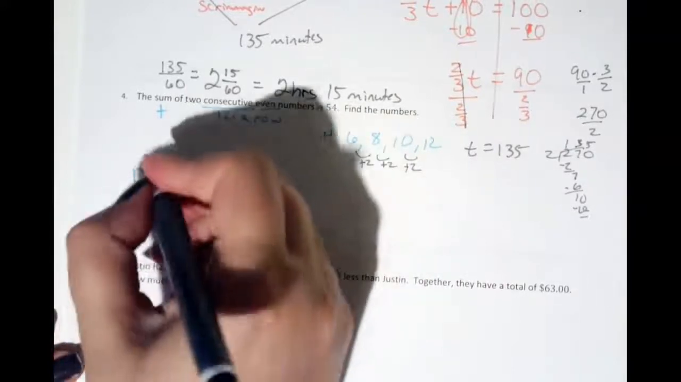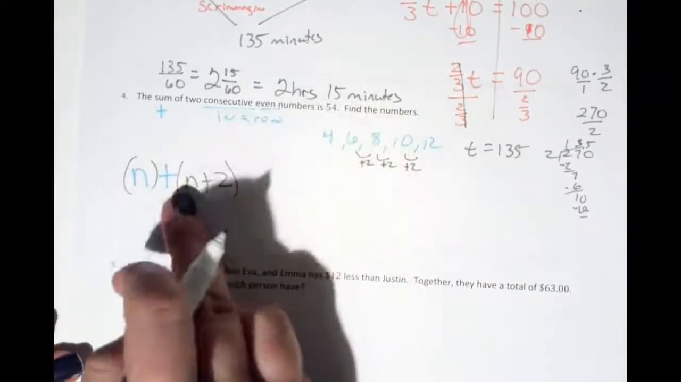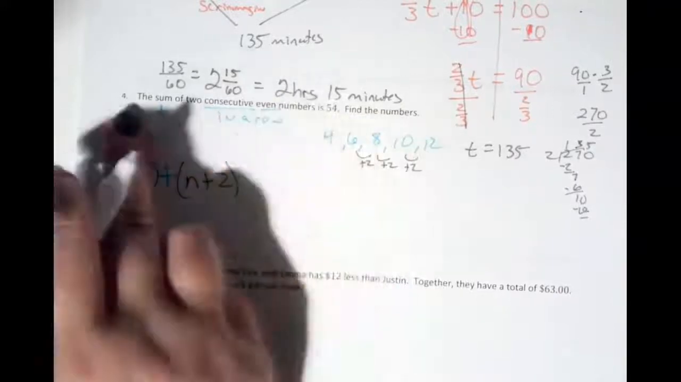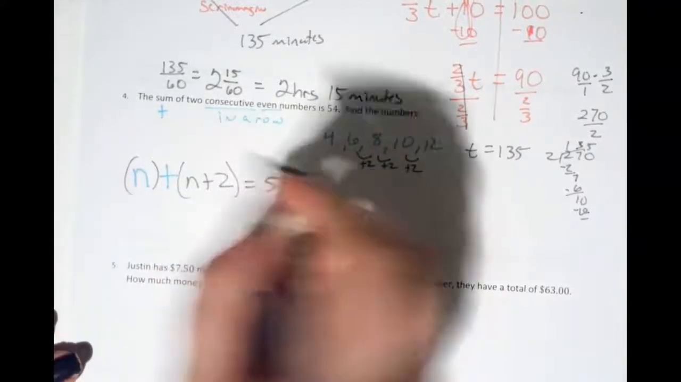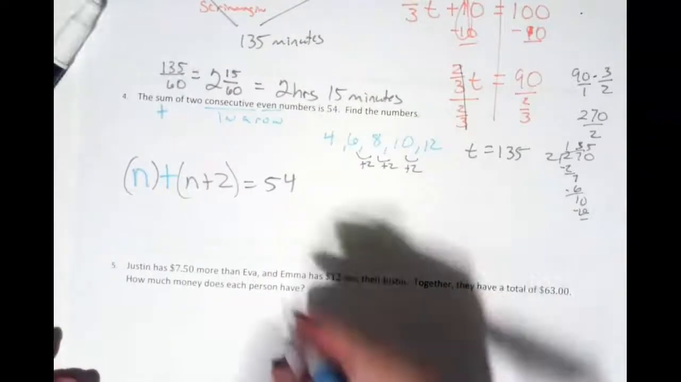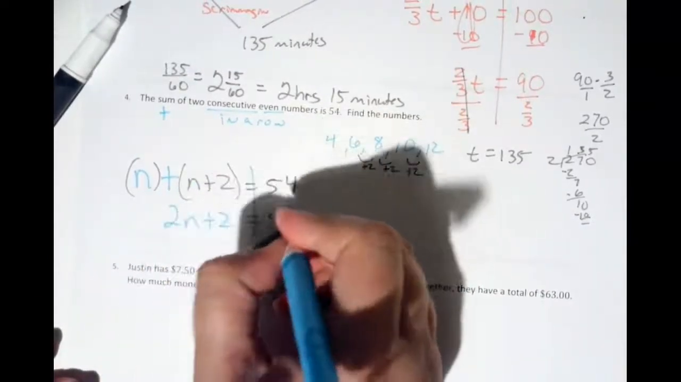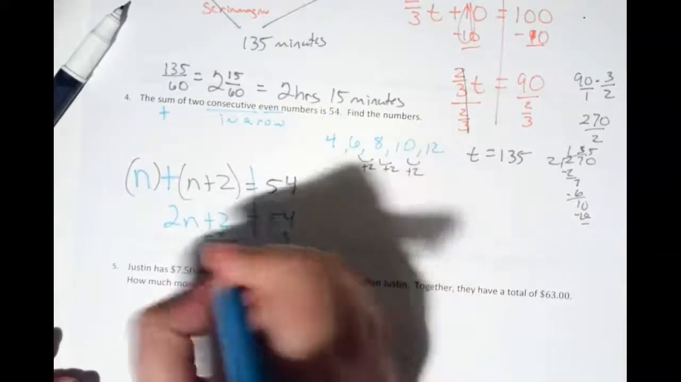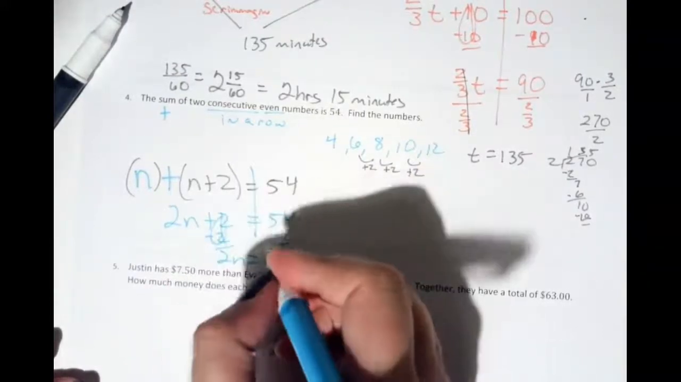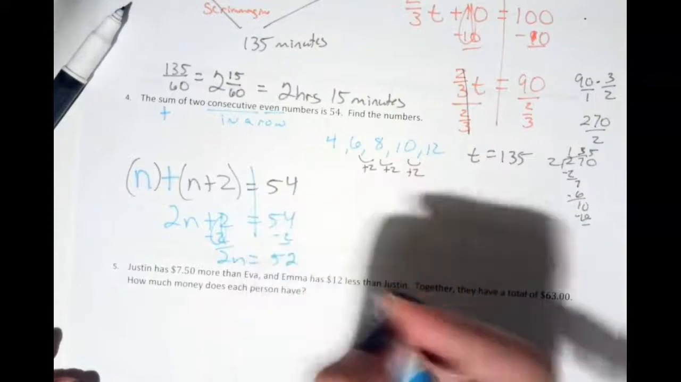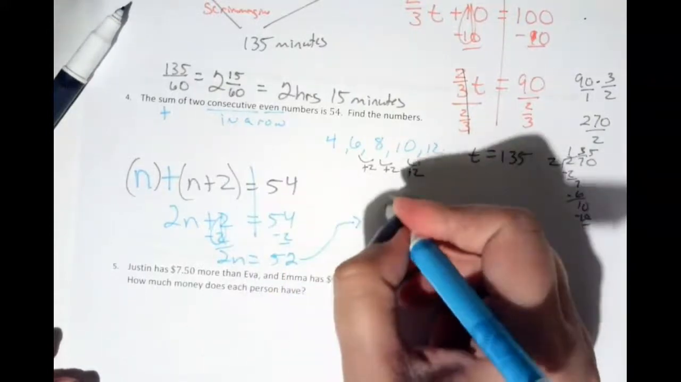So here's a number, and here's the next even number, and their sum is 54. And I'm tasked with finding the numbers. So that would be 2n plus 2 is 54. Subtract 2 from each side. 2n equals 52.